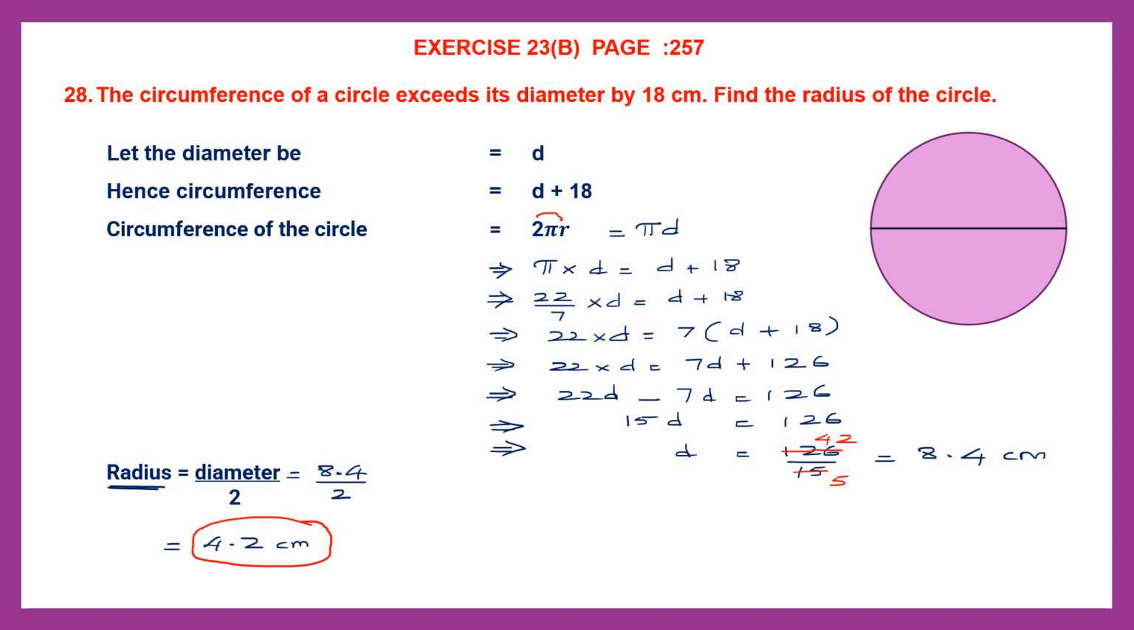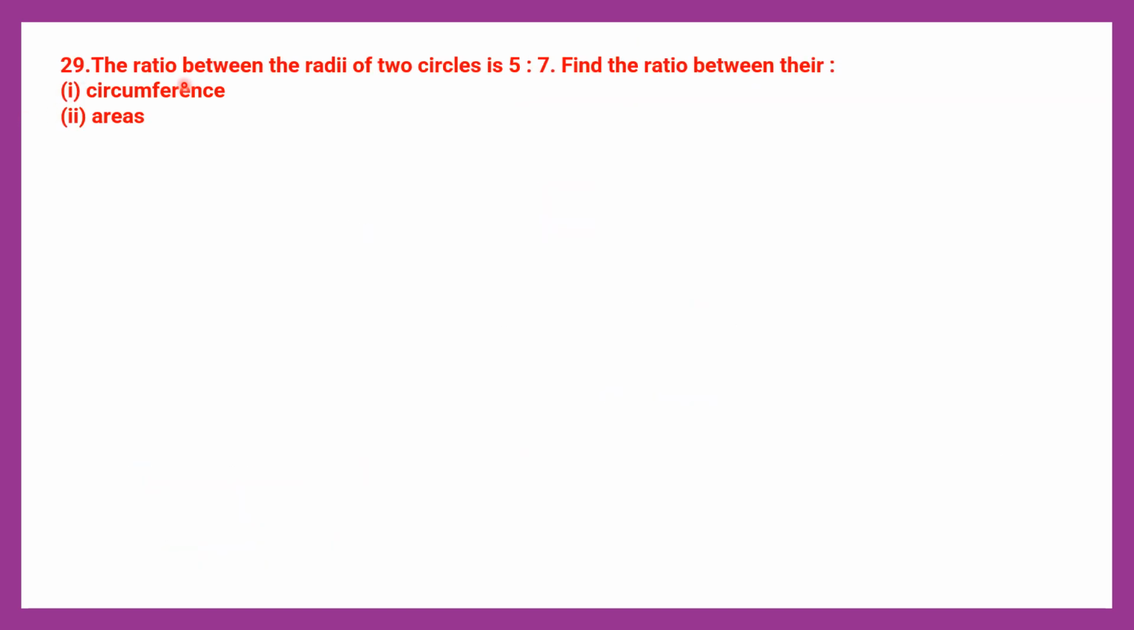Radius is 4.2 centimeters. Question 29. The ratio between the radii of two circles, radii is the plural for radius, is 5:7. Now we have to find the ratio between their circumference and their areas. So the ratio between the radii is given to us. Now we have to find two more ratios between their circumference and their areas.